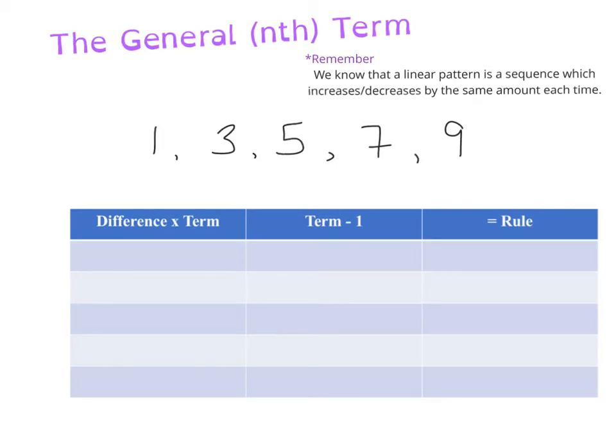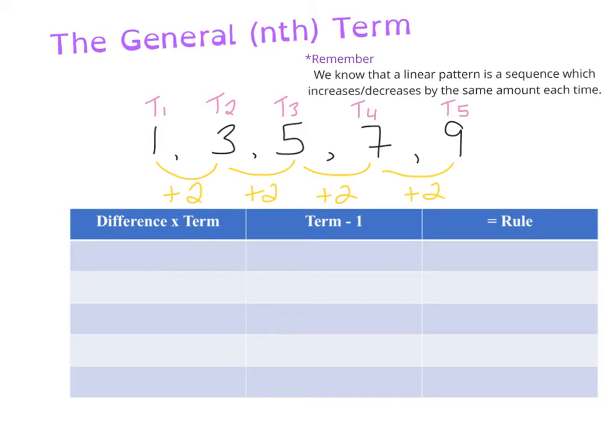Looking at this question, it's very obvious that we're just adding 2 each time, and it's a linear sequence. So if we wanted to find out what the rule was for this sequence, we fill in the table below. Each term is called term 1, term 2, term 3, term 4, and term 5.